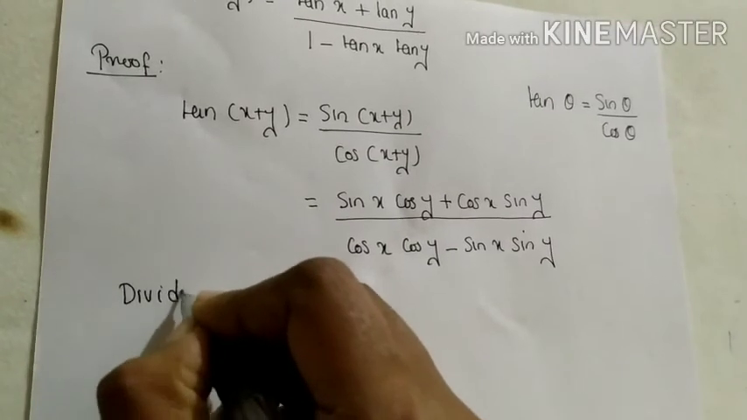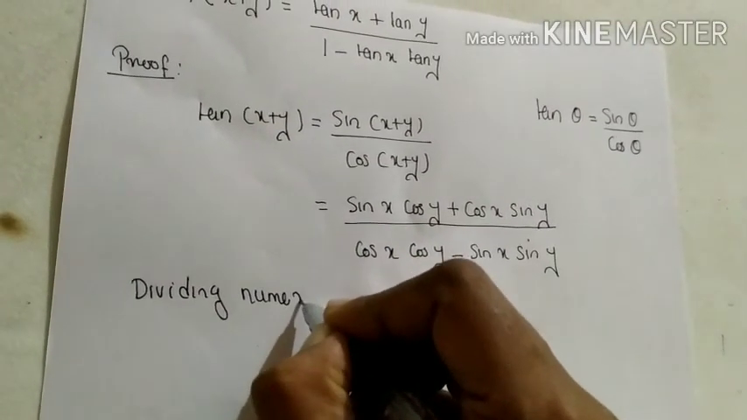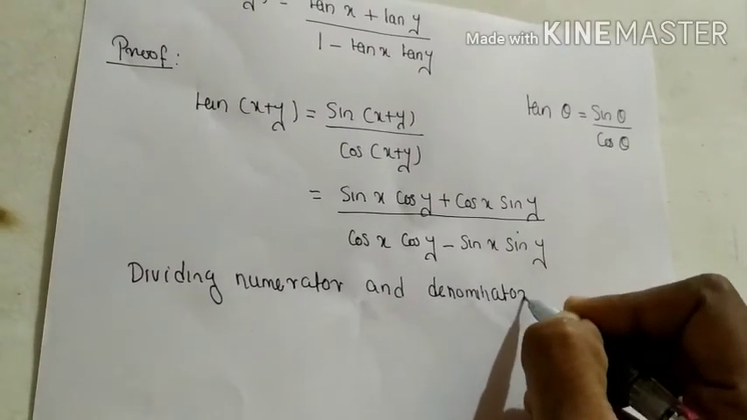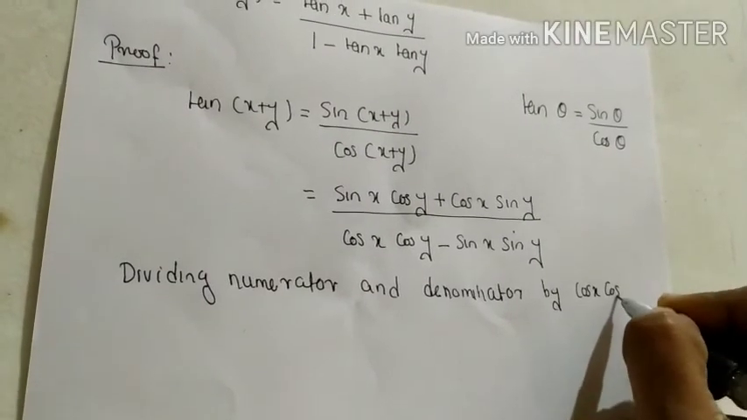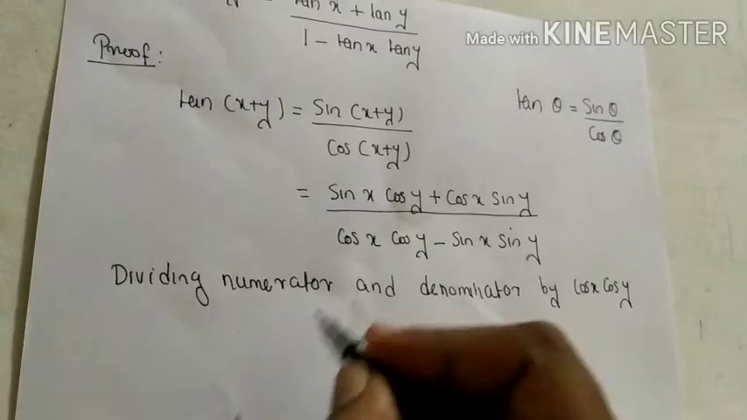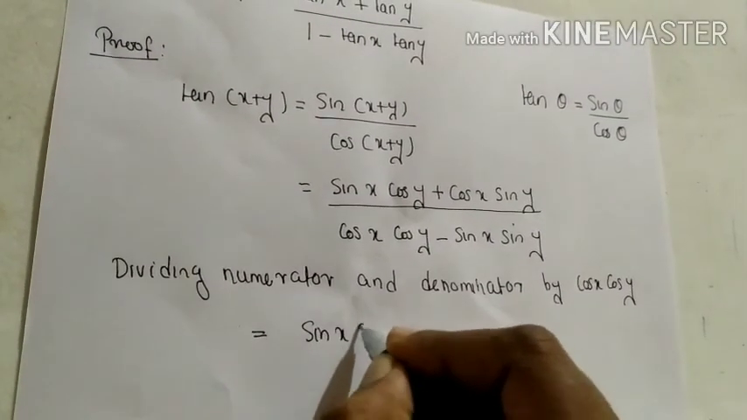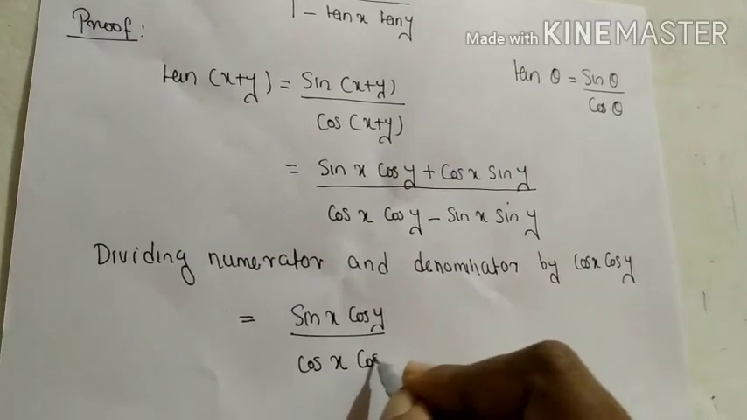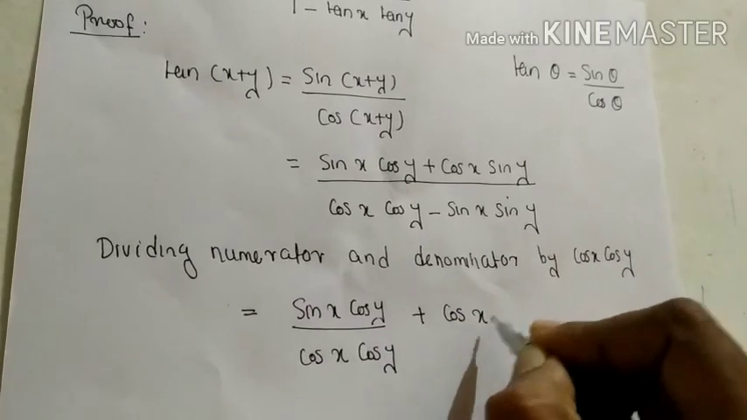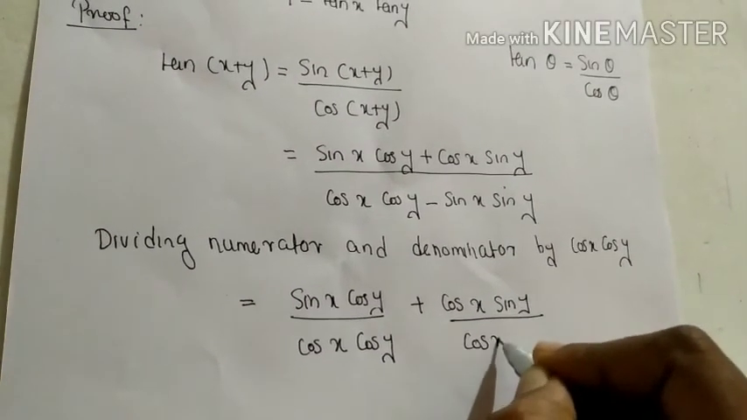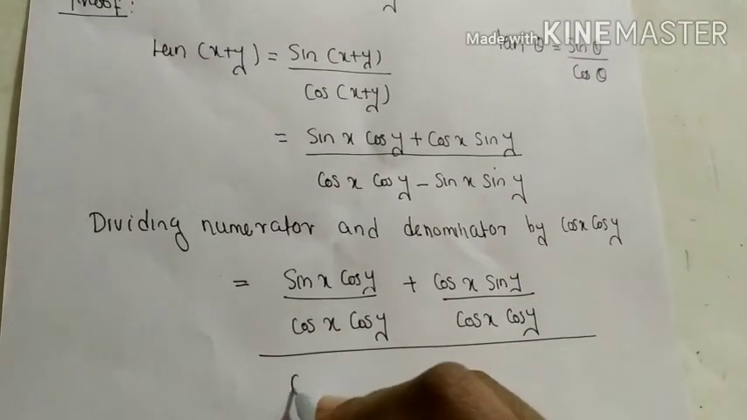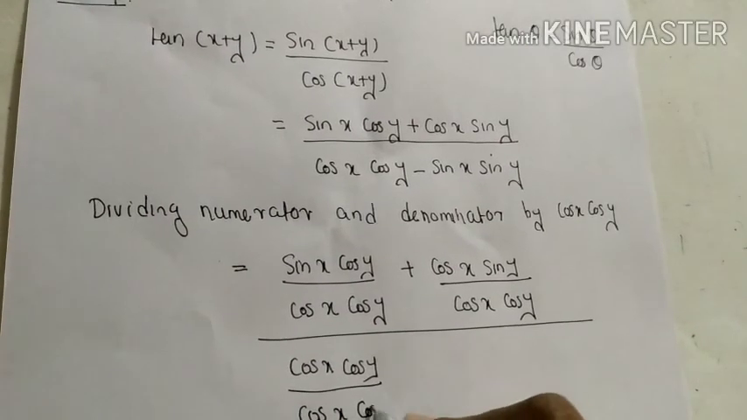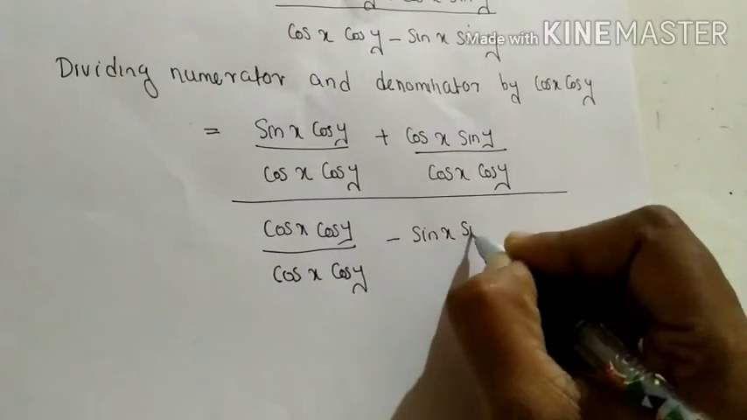So dividing numerator and denominator by cos x cos y, we have sin x cos y by cos x cos y plus cos x sin y by cos x cos y, whole divided by cos x cos y by cos x cos y minus sin x sin y by cos x cos y.